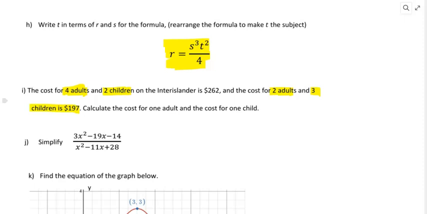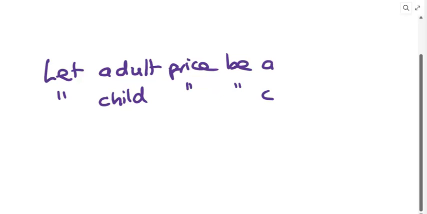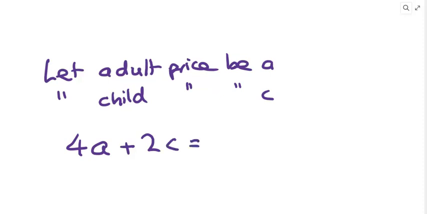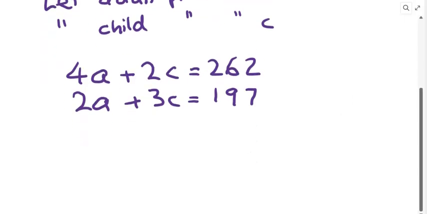So I'm going to start off by just defining my variables, and I'm going to write let the adult price be A, and then let the child price be C. So we were told that 4 adults and 2 kids cost $262. So we can say 4 adult tickets plus 2 child tickets is 262, 2 adult tickets and 3 child tickets is 197.